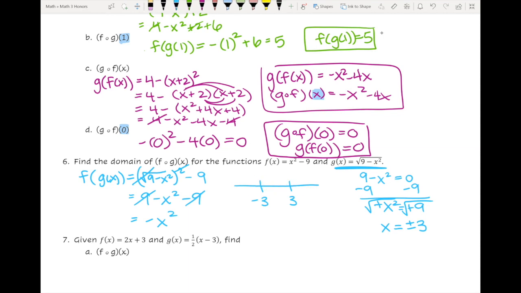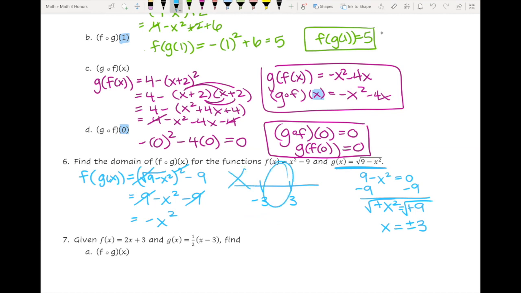So if I test something over here, maybe a -4, I'm testing this in the g of x. The g of x would have been the square root of 9 minus, and I'm trying a -4. So this would be the square root of 9 minus 16, which gives me the square root of a negative number. So for that reason, this section is out of my domain.